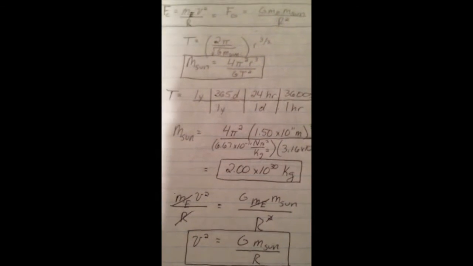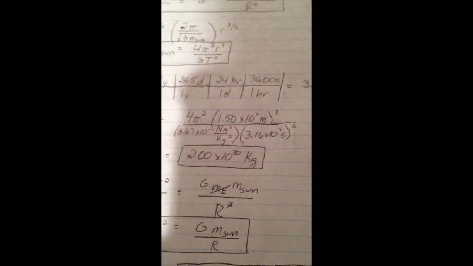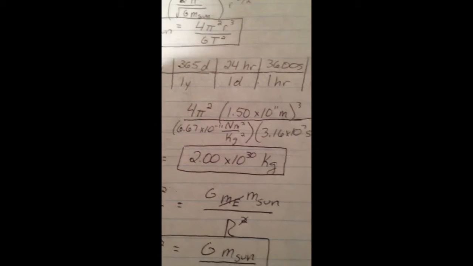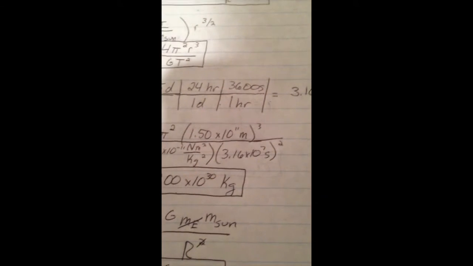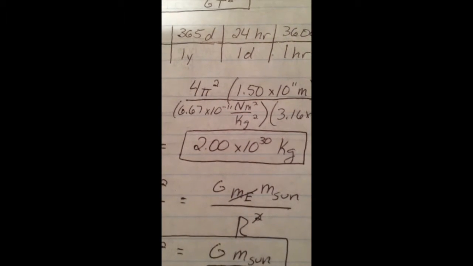Now plugging that back into the mass of the sun equation, we get 4 pi squared times 1.50 times 10 to the 11th, which is the average distance from the Earth to the sun, and that's cubed, over the Cavendish constant of 6.67 times 10 to the negative 11th times 3.16 times 10 to the 7th, squared. That comes out to 2.00 times 10 to the 30th kilograms, which is the mass of the sun.